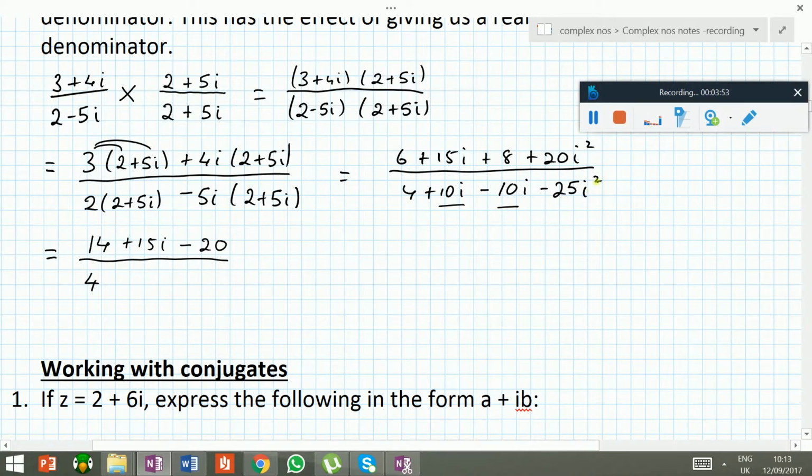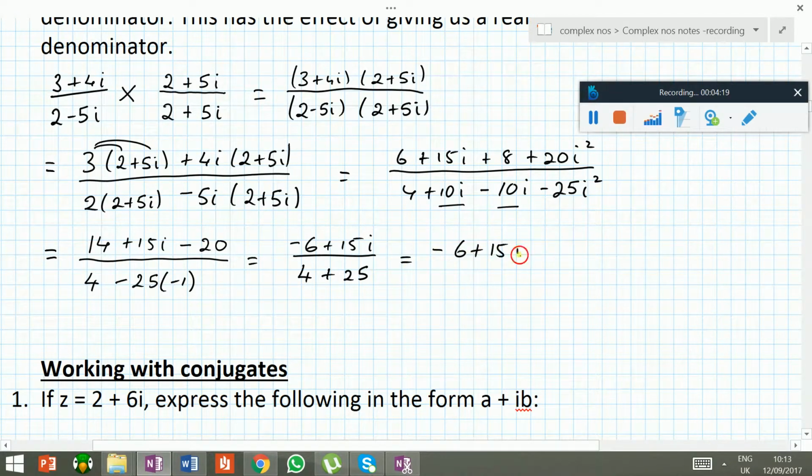Now, i squared is minus 1. So you have minus 25 times minus 1 on the denominator. Now again, on the numerator, on the top, you've got 14 minus 20, so it's minus 6. And then you've still got your plus 15i. On the denominator, 4 minus minus 25 gives you a plus 25. So you end up with minus 6 plus 15i over 29.